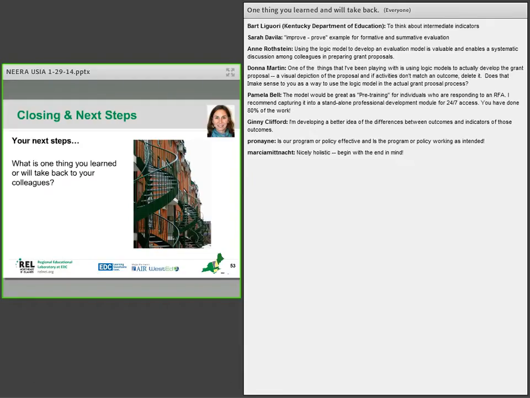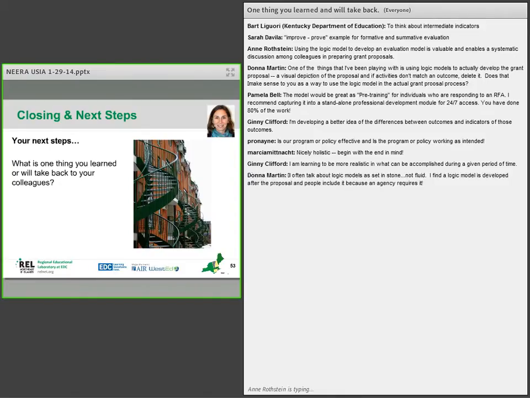The model would be great as pre-training for individuals who are responding to an RFA. I recommend capturing it into a standalone professional development module. Yeah, so Pam, one thing we should say is that the logic model piece of this is a separate workshop that is developed and is accessible on our website. If you'd like to, you can actually basically walk through the entire workshop on your own. We're also in the process of building this and having it available, both workshops, as a published product on the IES website, and that will come sometime, I imagine, in 2014.